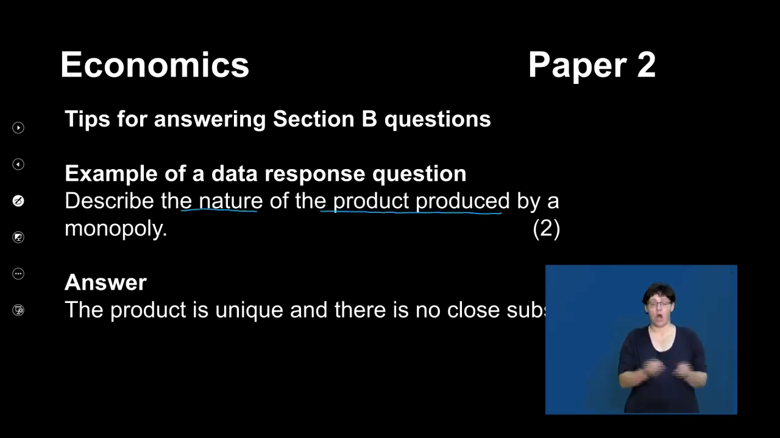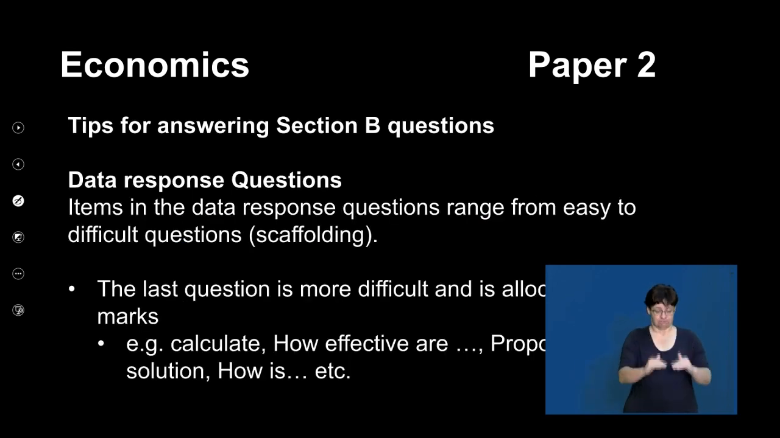Let's look at the answer. The product in a monopoly is unique as it does not have close substitutes. I'll repeat again, boys and girls, your answer should be a full sentence. Don't just write "unique", because it's a moderate type of question. Let's continue. As we continue with our data response, now we are looking at easy to difficult.